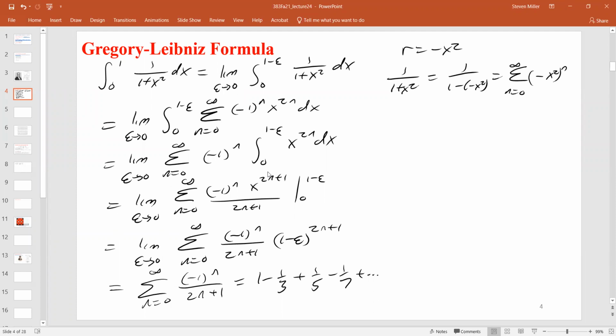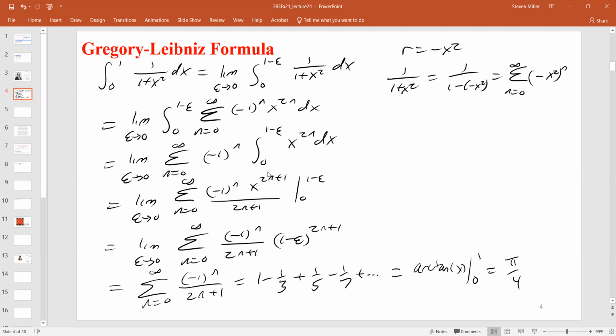What does this sum equal? It's just arctangent of x at 0 and 1. And what angle has a tangent of 1? Pi over 4. And what angle has a tangent of 0? 0. So this is just pi over 4. We've done this before. The derivative of arctangent is 1 over 1 plus x squared. So that's one of the derivatives you're supposed to know.